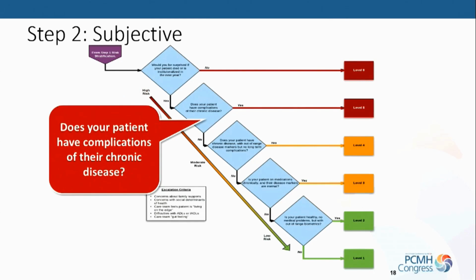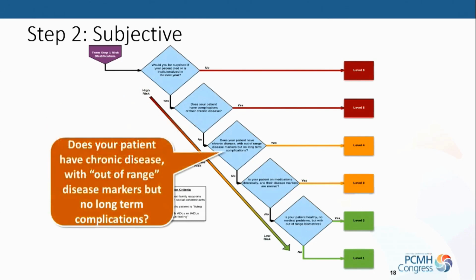You say, well, no, my patient really doesn't fit that category. So let's go down here. Does your patient have chronic disease with out-of-range markers, but no long-term complications? So there's your A1C greater than 9 patient, for example.